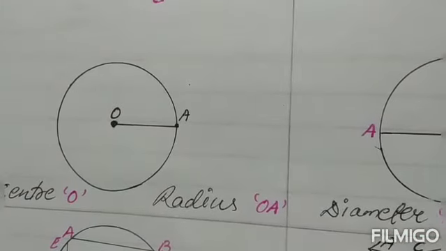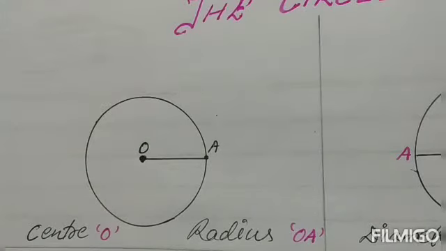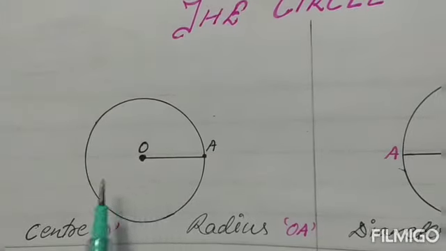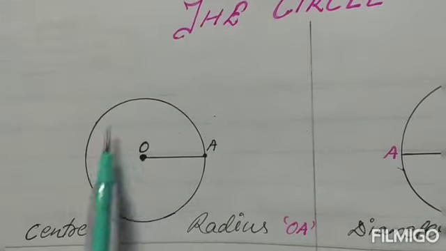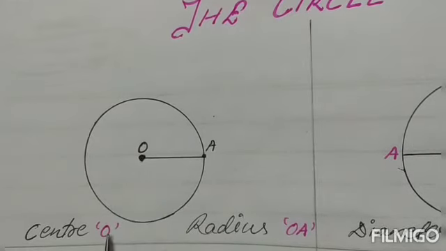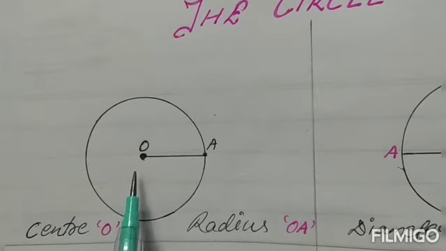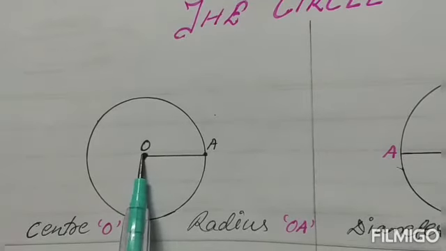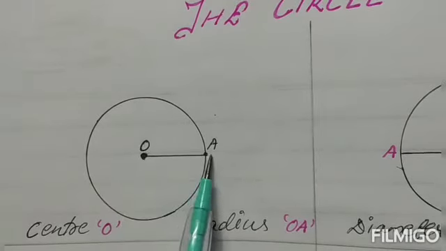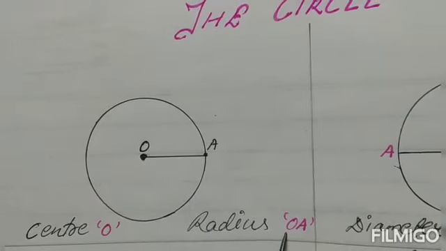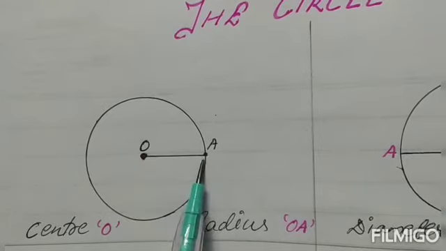The first figure, as you can see, children, is showing you the center. This is the center, children. I have drawn a circle and this is the center O. So the center is the midpoint of the circle, which is O. Now any straight line which is joining the center on one side and the circumference on the other side is known as the radius. So the radius is OA.